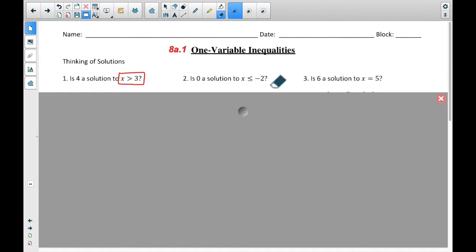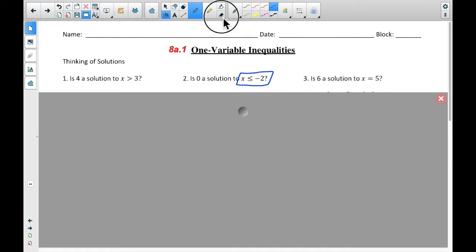Whereas with the other one, x is less than or equal to negative 2, that means it could be negative 2, could be negative 3, negative 4, negative 100, negative 8,000, negative 2.1. All of those numbers are less than or equal to negative 2. So all of those would be possibilities. So the less than or equal to, greater than or equal to, they all represent more than one possible number.